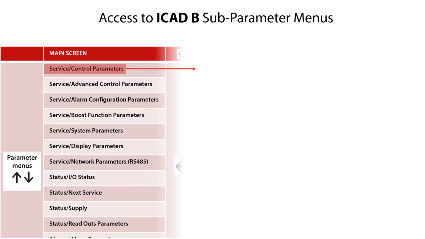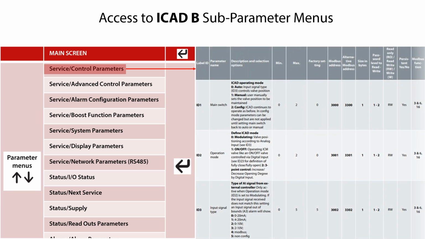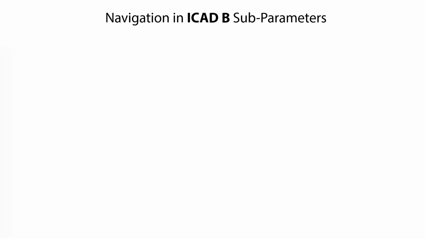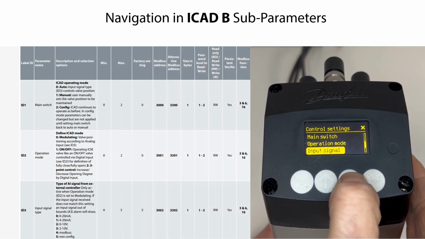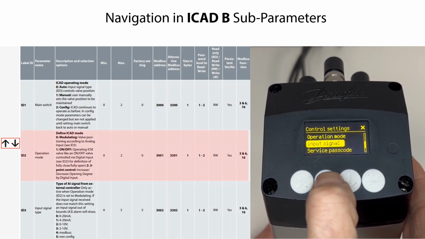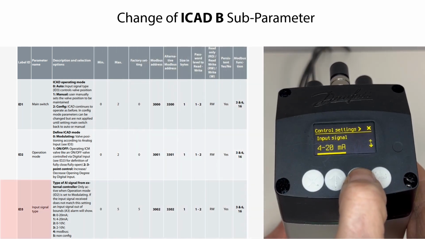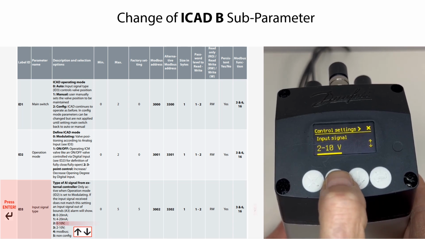For a given main parameter menu, you can then access the sub-menu with sub-parameters and selection options by pressing the Enter key, as illustrated here in this example, which is taken from the ICAD B user guide. You can then navigate through the different sub-parameters by using the arrow down and arrow up keys, as shown here. You then set or change the settings of this sub-parameter by firstly pressing the Enter key, then using the arrow down and arrow up keys to identify the needed selection option and value, and then select and confirm this value by pressing the Enter key.